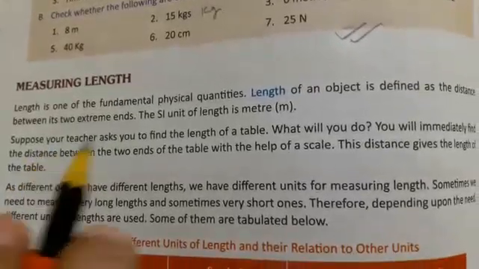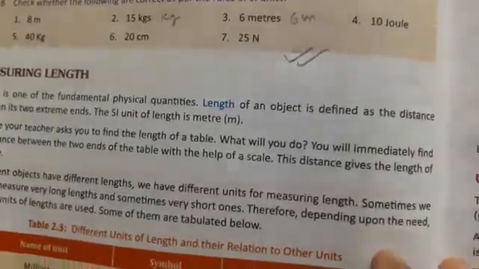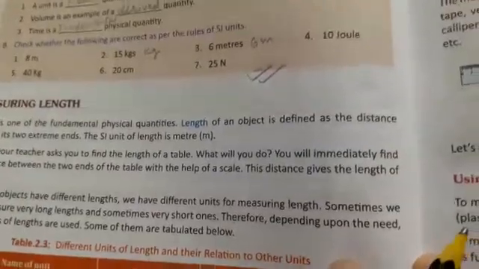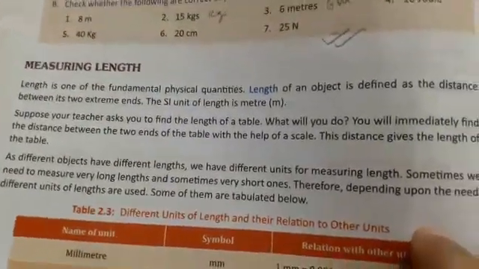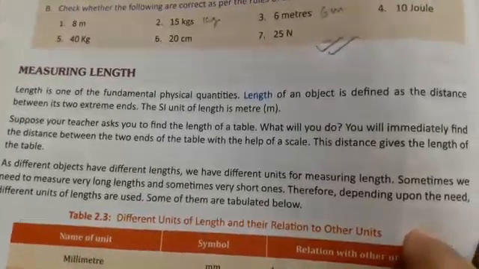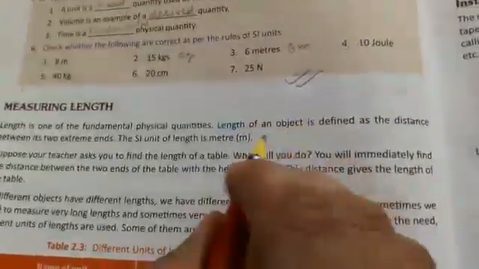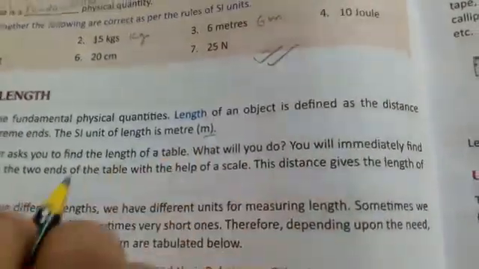Let us see. Length is one of the fundamental physical quantities. Length of an object is defined as the distance between its two extreme ends. The SI unit of length is meter, which is represented by m.